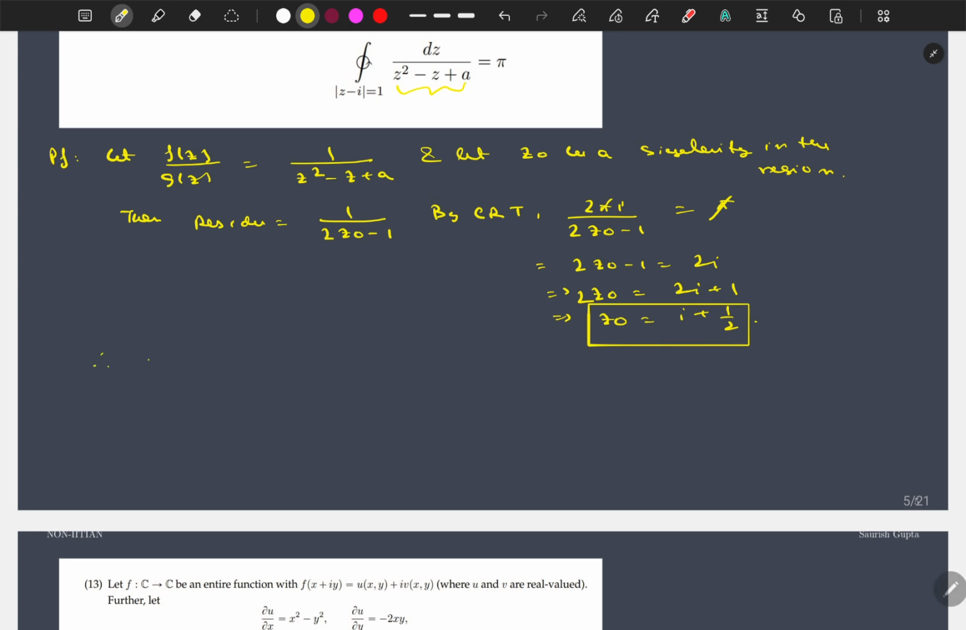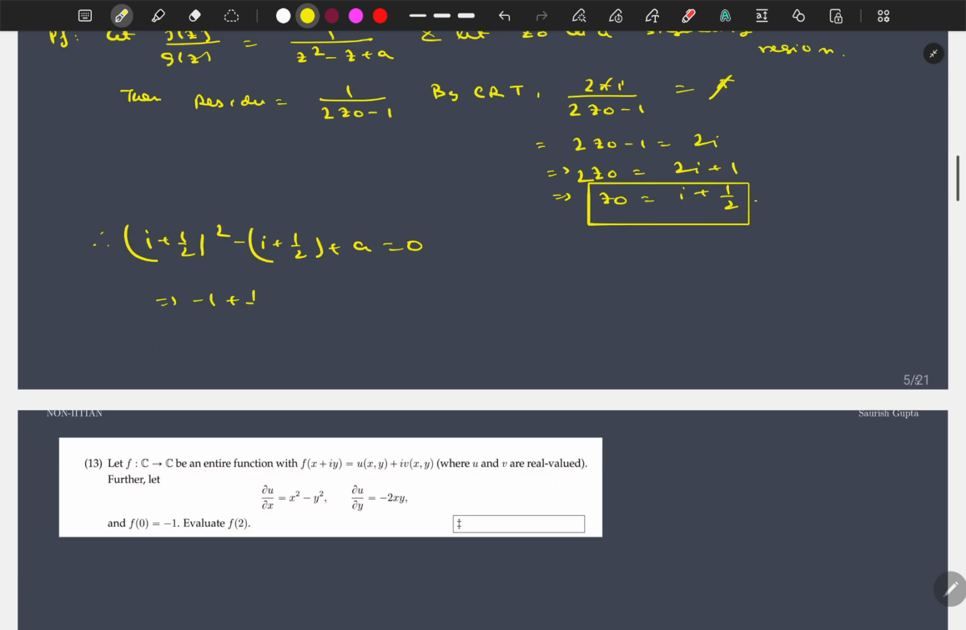So now therefore (i plus 1 over 2) whole squared minus (i plus 1 over 2) plus a must be equal to 0. So from here what we can conclude, if I just expand it out, this becomes minus 1 plus 1 over 4, this is plus i minus 1 over 2 plus a is equal to 0. So these cancel out. Here we have minus 3 over 4 minus 1 over 2. So this gives minus 5 over 4, right? So this implies a is equal to 5 over 4. Yeah, so this must be the answer, a is equal to 5 over 4.